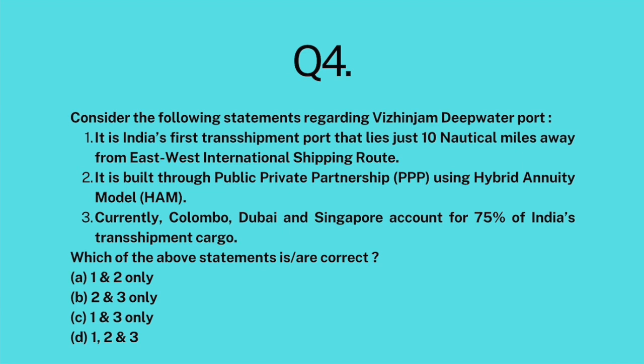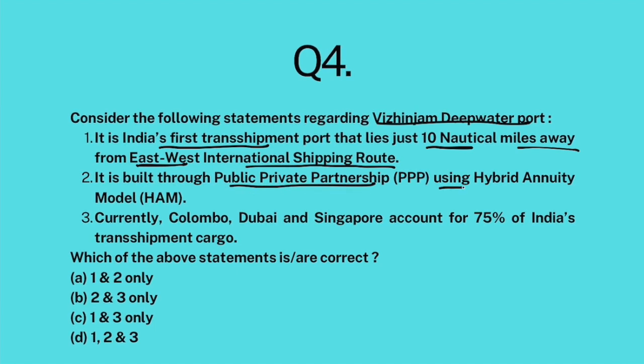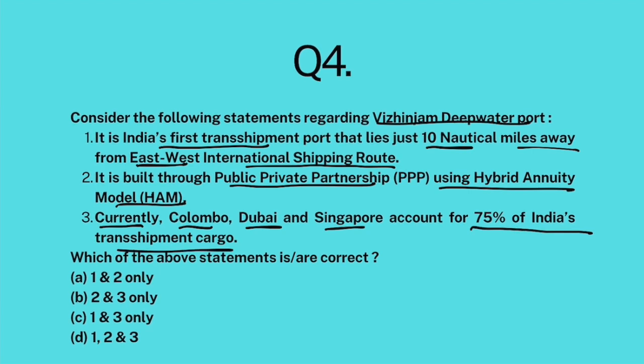Question 4. Consider the following statements regarding Vizhinjam deep water port. It is India's first transshipment port that lies just 10 nautical miles away from the east-west international shipping route. It is built through public-private partnership using hybrid annuity model. Currently, Colombo, Dubai, Singapore account for 75% of India's transshipment cargo.